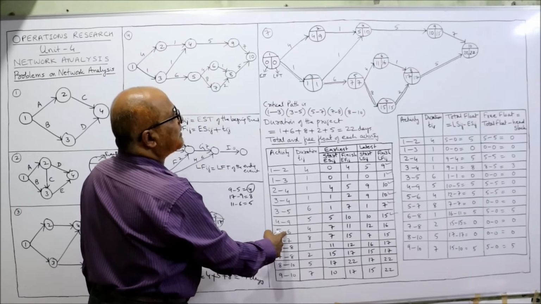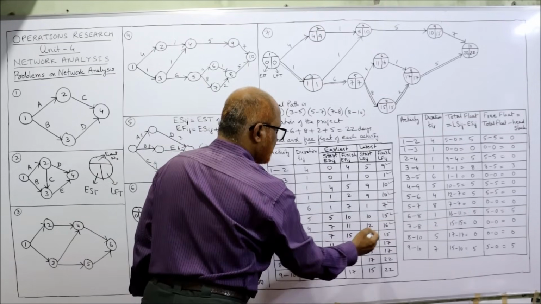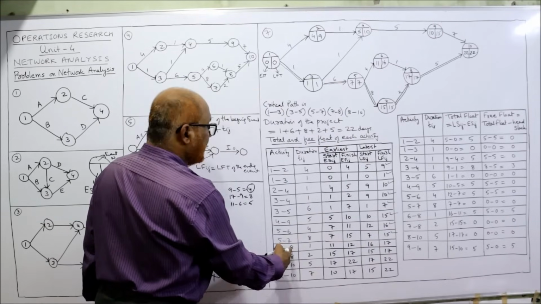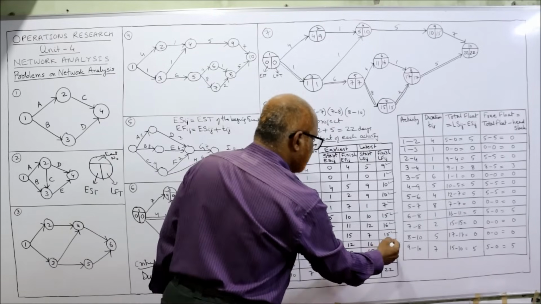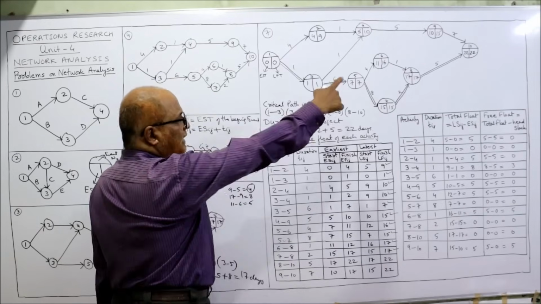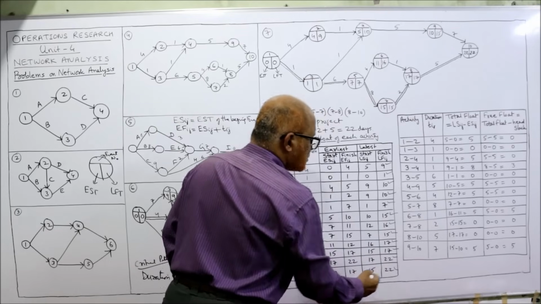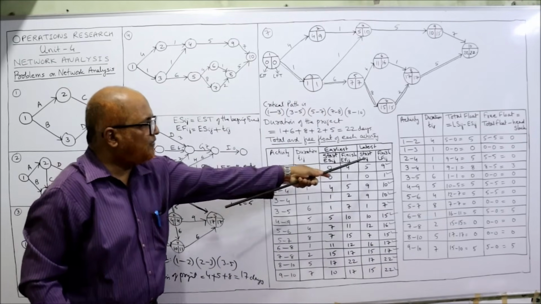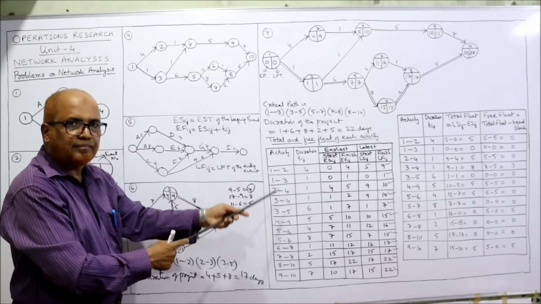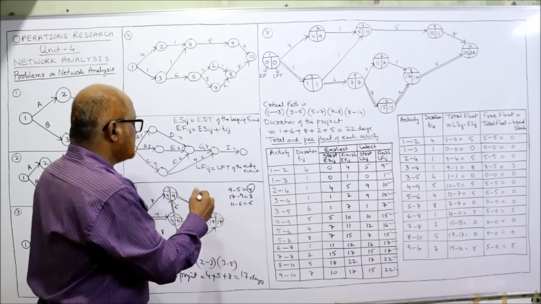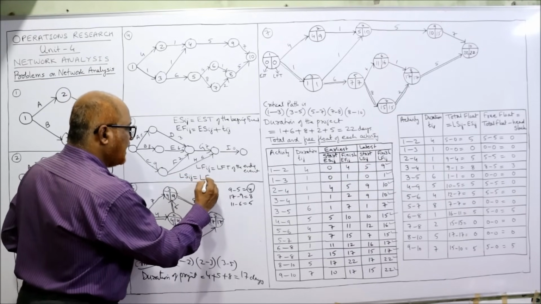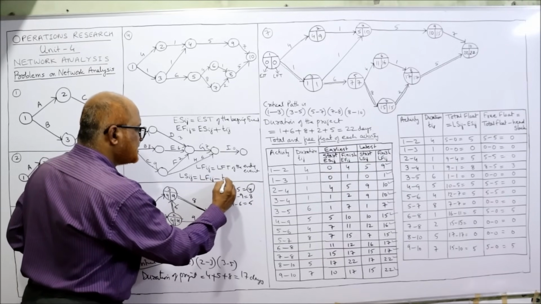Then sixth event LFT is 16. Then seventh event LFT is 15. Then eighth event LFT is 17. Again eighth event 17. 10th event LFT is 22. That's all. So LFIJ is LFT of the ending event. Right? Now LSIJ. Finally we need LSIJ is equal to LFIJ minus TIJ.